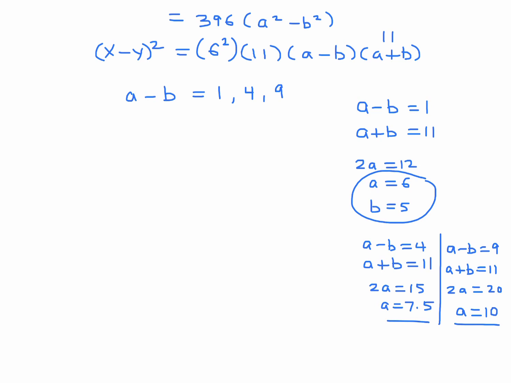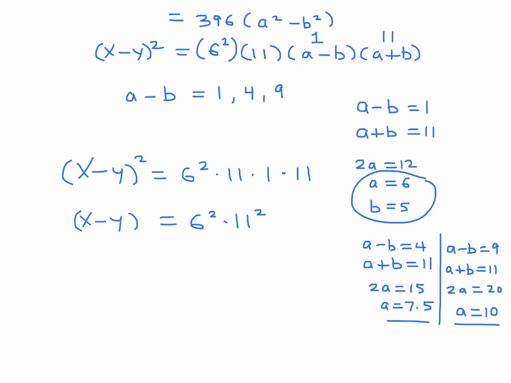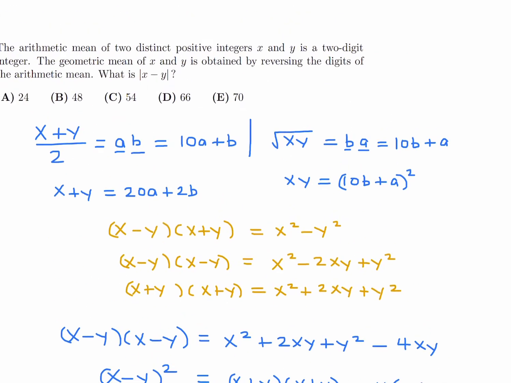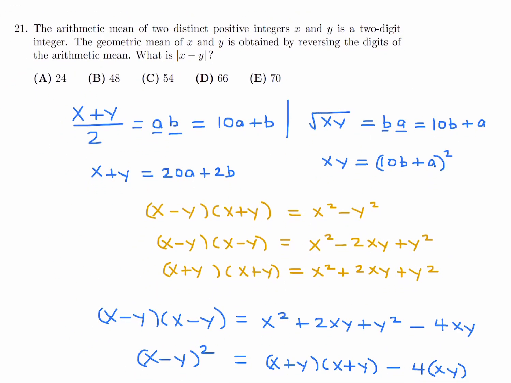So if that is the case, that means a minus b is 1. So x minus y squared is 6 squared times 11 times 1 times 11. So it's really just 6 squared times 11 squared. And therefore, if you take the square root of both sides, that means x minus y will be 6 times 11, which is 66. And that is what they're looking for. So x minus y is 66, and therefore number 21, the answer is D.